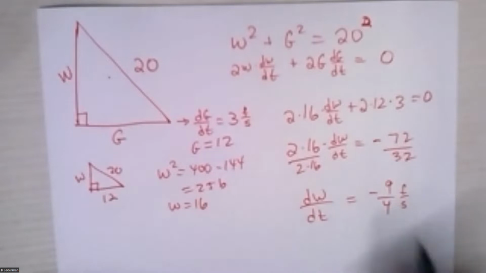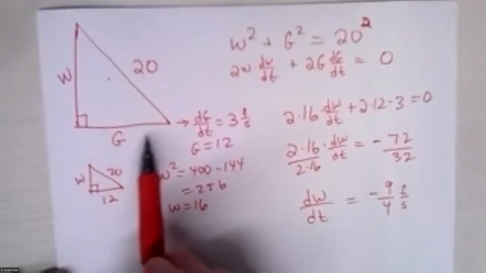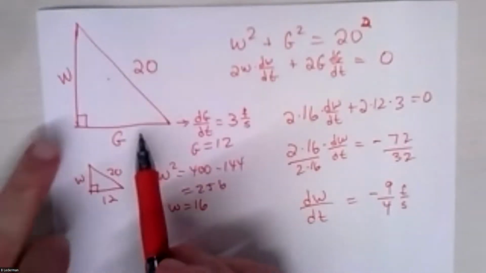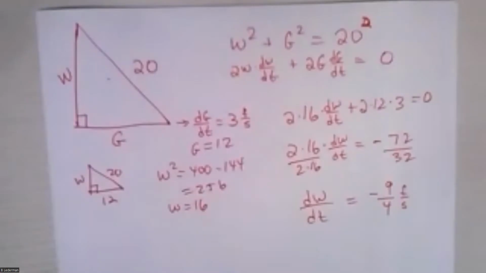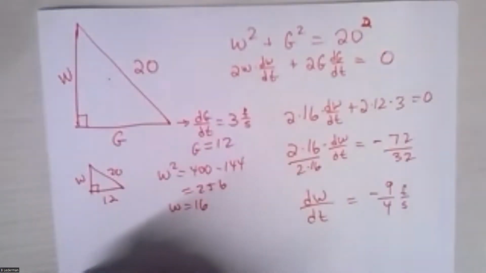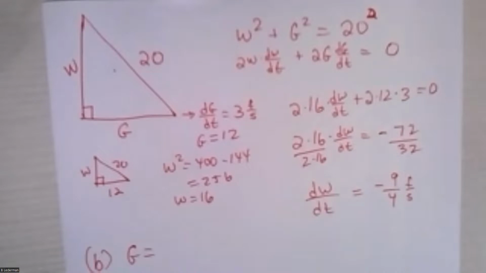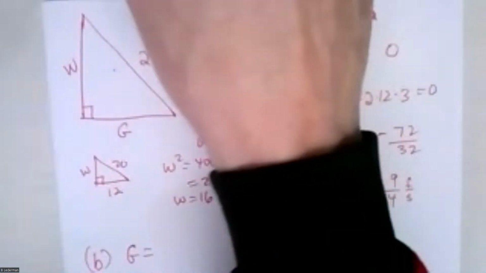Now, am I surprised that I got a negative answer? I'm absolutely not surprised, because as G is increasing, W is decreasing, because when G gets further away from the wall, W goes down. Now, for part B, they gave us that G is 16.